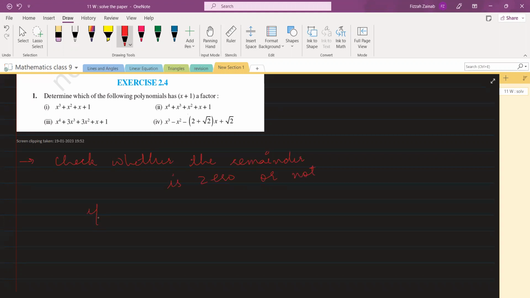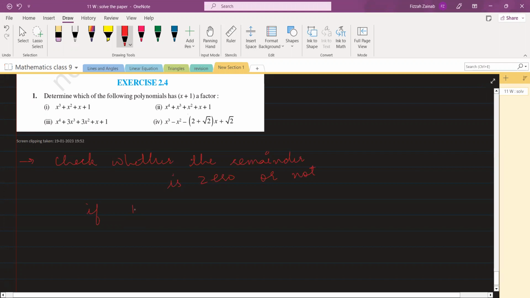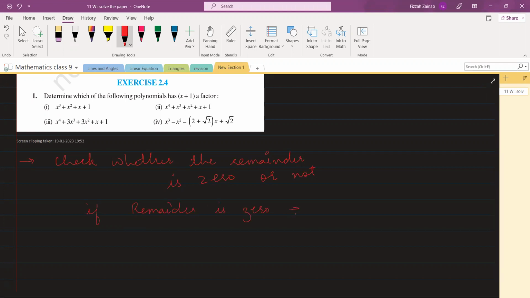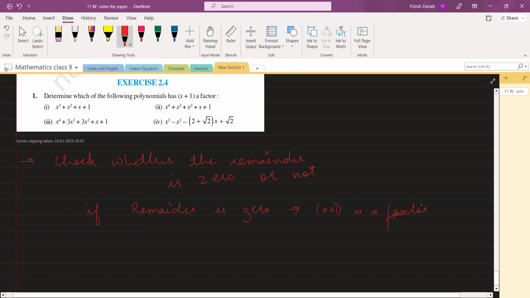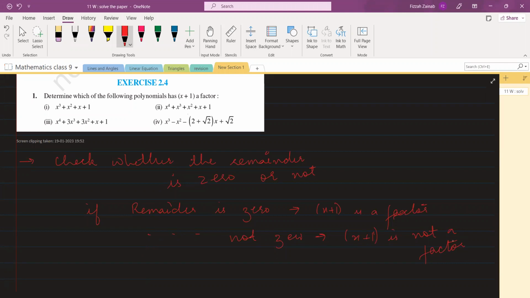Okay. So if your remainder is 0, this is a factor, right? So x plus 1 is a factor. Is that clear? Yes, ma'am. And if your remainder is not 0, then I'll say that x plus 1 is not a factor. I hope this is understood to both of you now. It's very common sense that if the remainder is zero, obviously it's a factor, right?